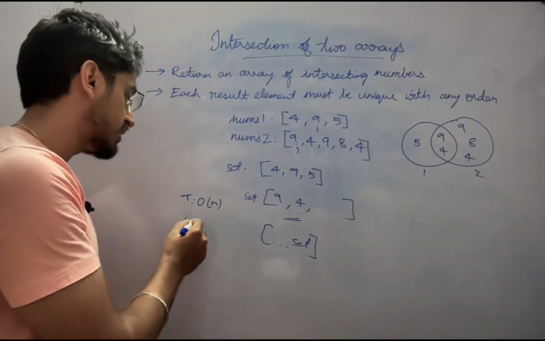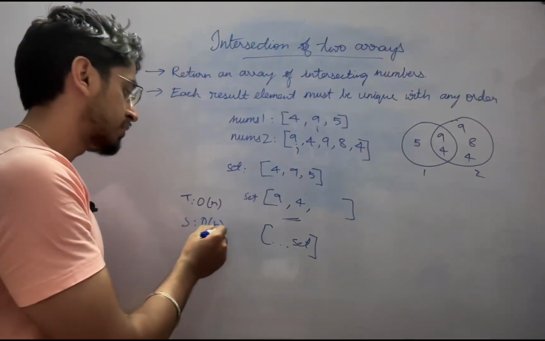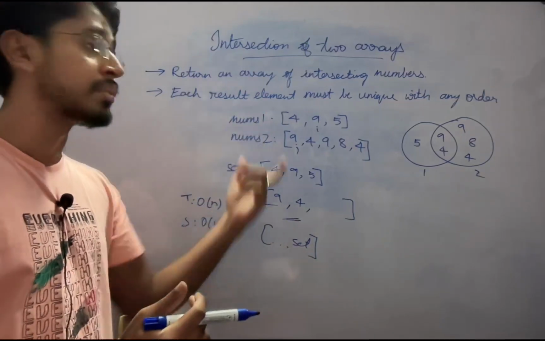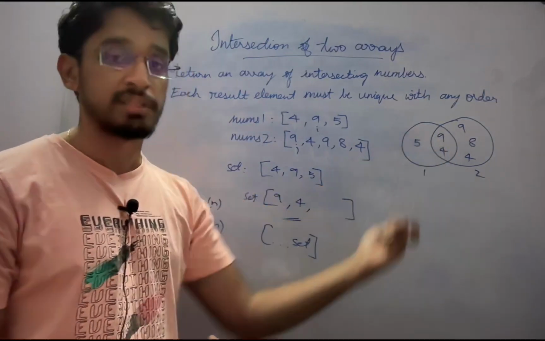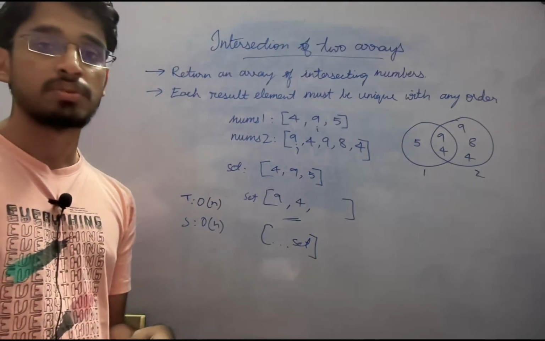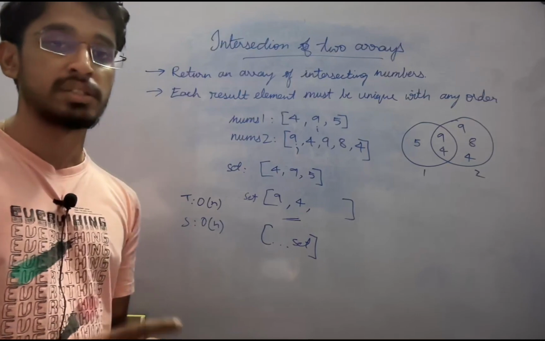So what is the space complexity? That is O of n. In the worst case, we can have all the elements which are there in nums1 as well as nums2. All the elements would be intersecting. So that is the worst case, so that is O of n, right? So this is the solution for this problem, intersection of two arrays.